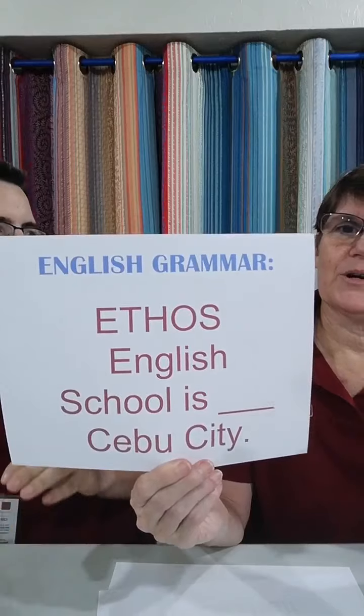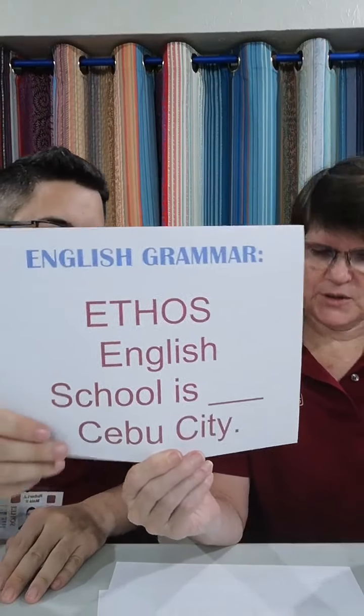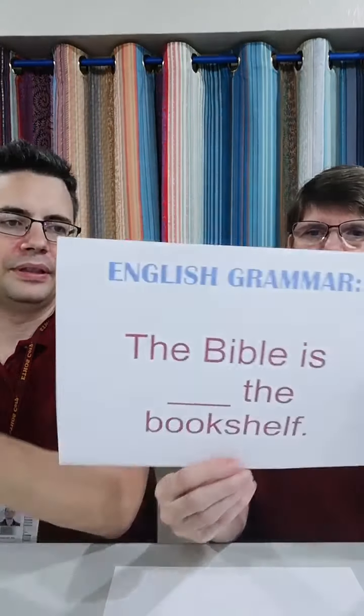We're talking about a city. We're in a city. In Cebu City. Ethos English School is in Cebu City. Okay. We got two more. Okay. Let's see.